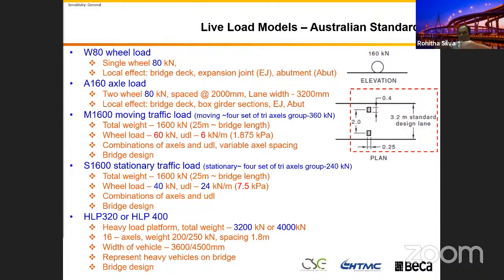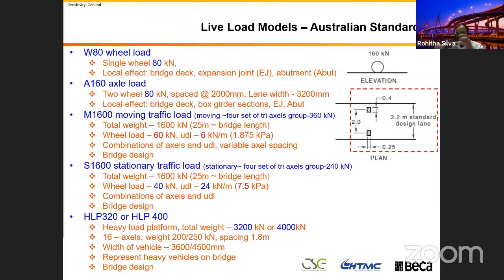You can draw any number of lanes in your bridge deck. You will see in the next slide, right? This is one form of load model we use in the design. We call it the A160 axle. Why are we using this axle? When we are designing a bridge, the cantilever sections, the box girder expansion joint, this axle load plays a significant part. Sometimes it governs the design.